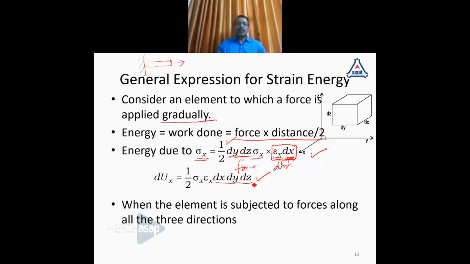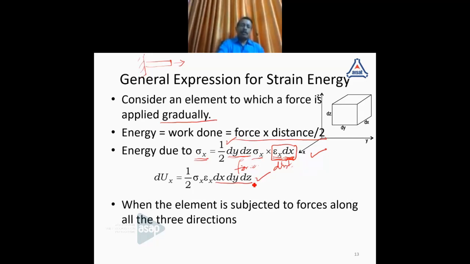Here only one force is applied, and only a normal stress is produced by that force, and due to the normal stress, a normal strain along the x direction alone was present in the body. Now what we are going to consider is forces acting along the x direction, y direction, and z direction.